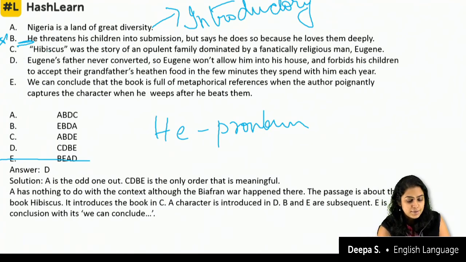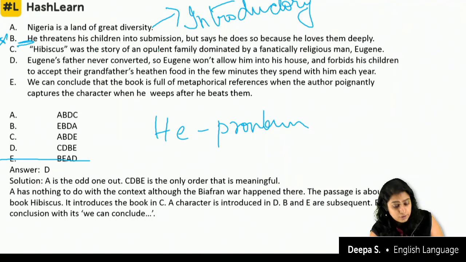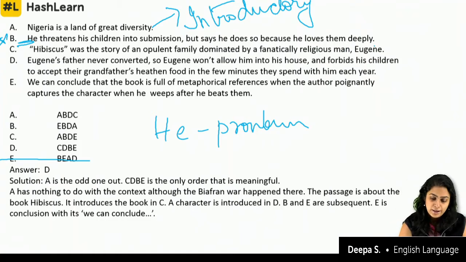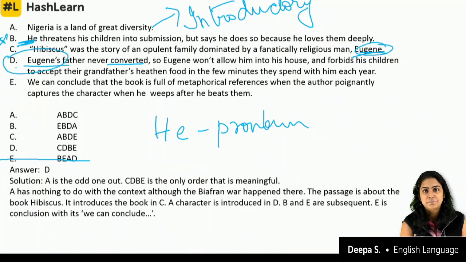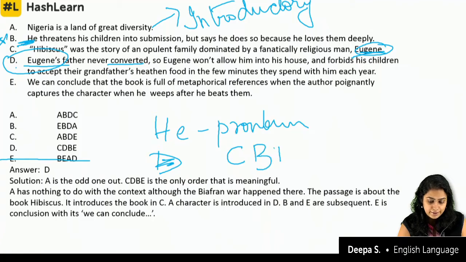Then, look at this. Hibiscus was the story of an opulent family dominated by a fanatically religious man, Eugene. Now, in all probability, Eugene is the man who is seen as the pronoun he. So, I would like to think C and then B is the order. Eugene's father never converted. This cannot be a starting sentence because you need to introduce Eugene first, then bring in Eugene's father. So, typically the order is going to be C and then B and then D.